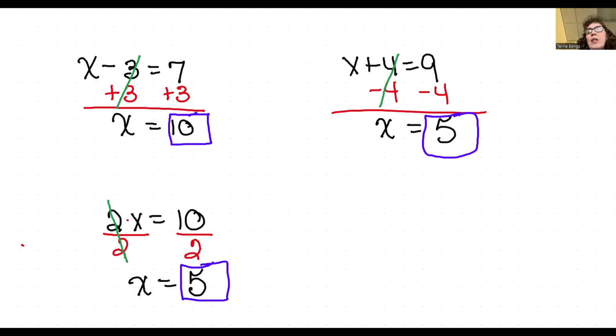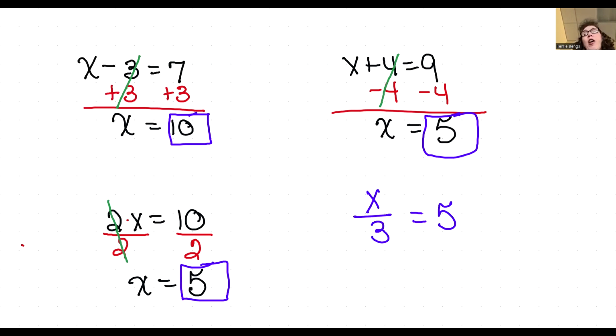All right, one last one here. This time we're going to have x over 3 equals 5. Okay, so here again, we want to move that 3 to the other side. And anytime you see a fraction like this, it's just a division problem. We have x divided by 3.